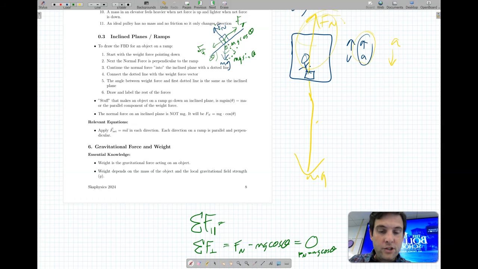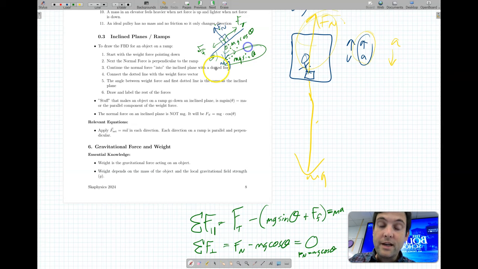In the parallel direction, the stuff that makes it go in this situation is my tension force minus the stuff holding it back, which I have two things. Yes, I have friction force, but I also have this mg sine theta that might be overlooked. Be careful and don't forget that. That mg sine theta, that's the stuff that makes it go down the ramp. If there wasn't a tension force, the reason anything slides down the ramp is that small little piece of gravity.